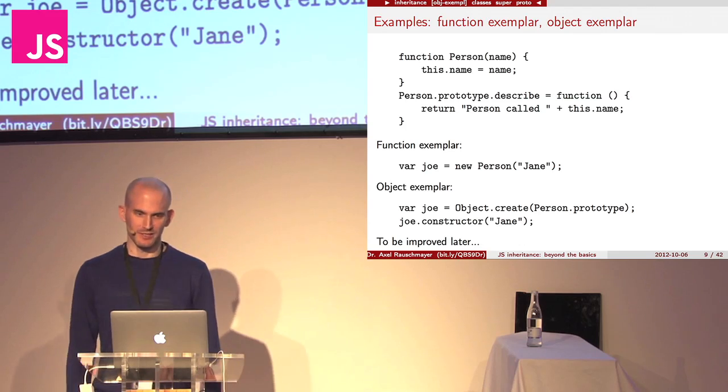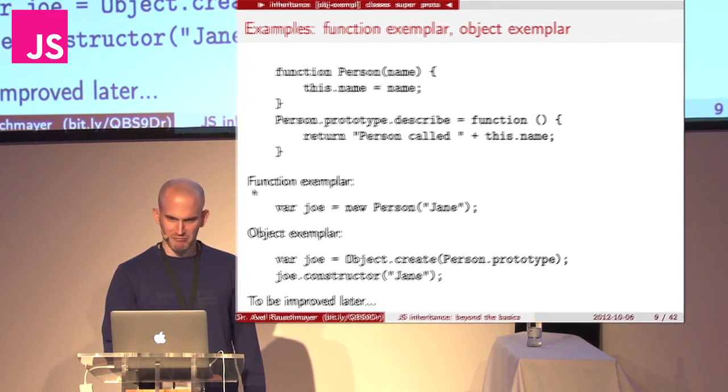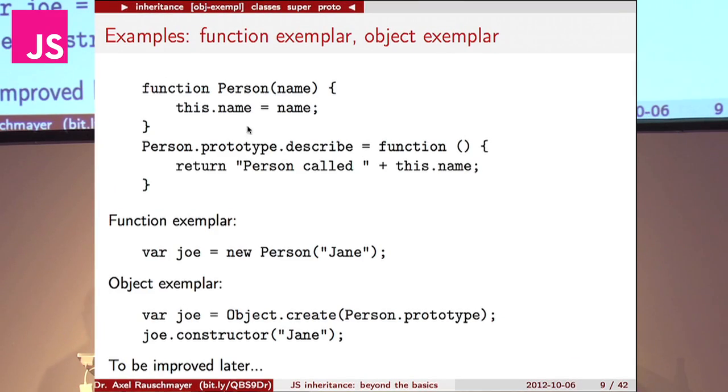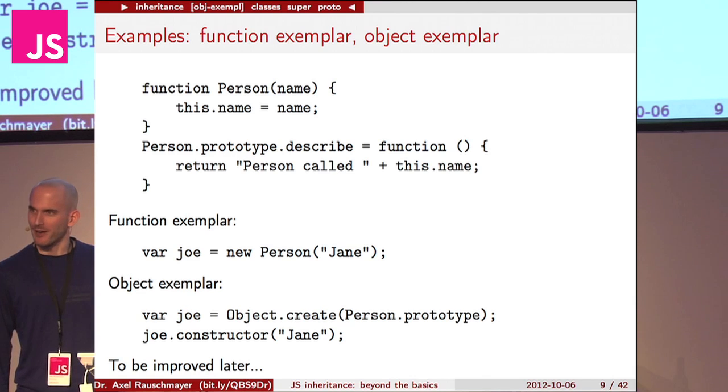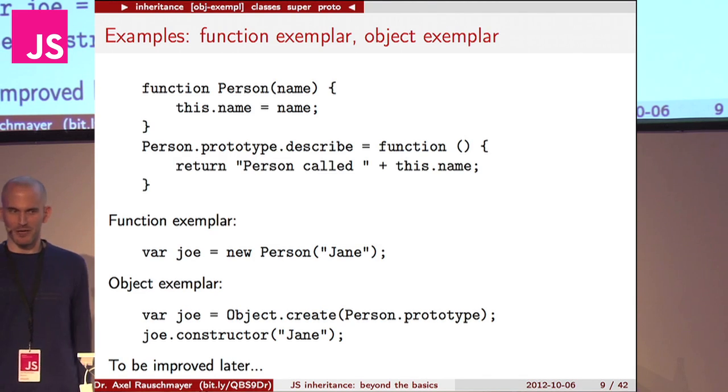So let's look at two examples. This is the almost canonical example of a person. You have the constructor function, and you have the prototype. And to create an instance, let's call the instance Joe. And this is kind of, well, wrong name, so it should be called Joe, but it doesn't matter, inconsistent data. If you create an instance, then you use the new operator. And that's the standard way of doing it.